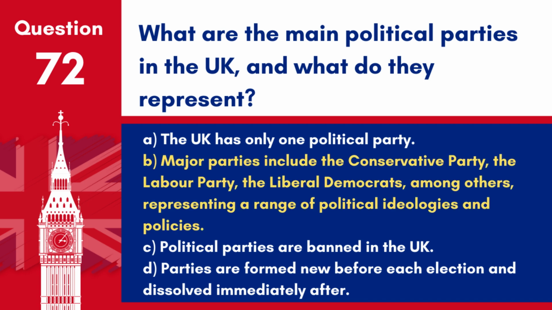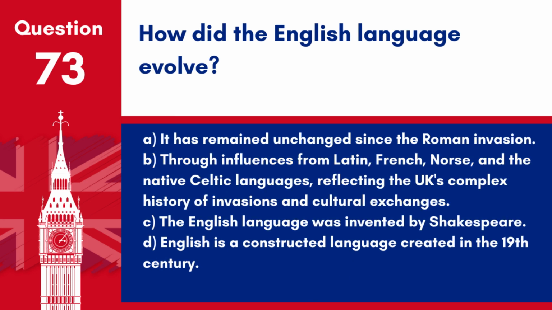Answer B. Major parties include the Conservative Party, the Labour Party, the Liberal Democrats, among others, representing a range of political ideologies and policies. These parties play a central role in UK politics, each advocating for different visions for the country's future. Question 73. How did the English language evolve?